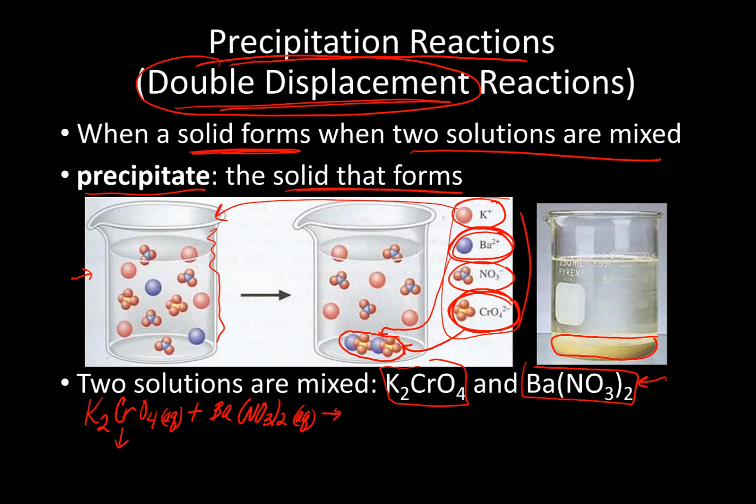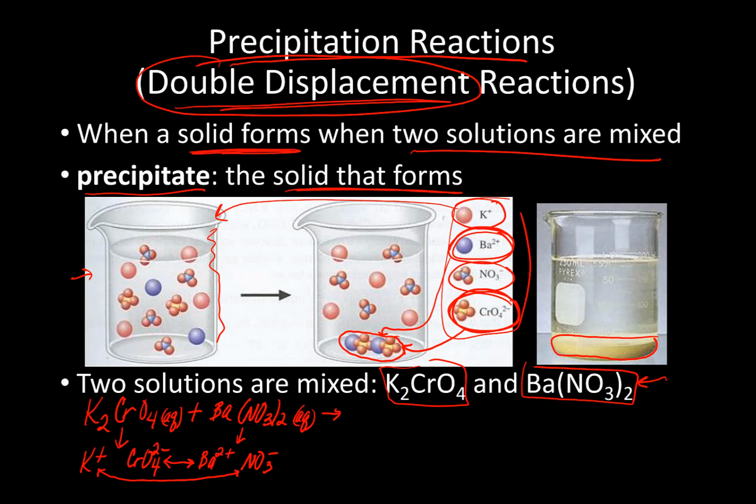So in this compound, this ionic compound, you've got two ions. You've got potassium and you've got chromate, which is a polyatomic ion. In the barium nitrate, you've got the barium cation, and then you've got the nitrate polyatomic ion. So what happens is they switch place in a double displacement. So now the chromate and the barium will form an ionic compound, and then the potassium will hook up with the nitrate to form an ionic compound. So you just switch places.